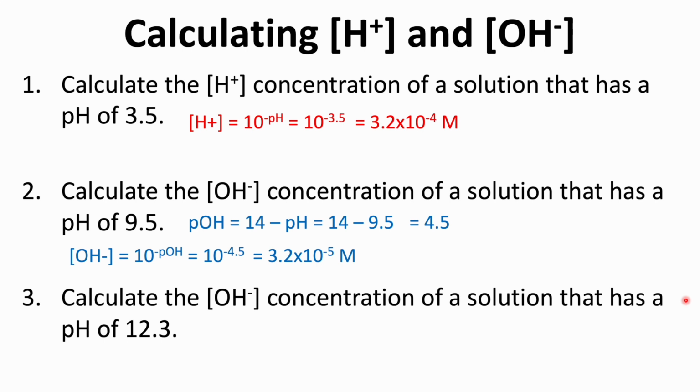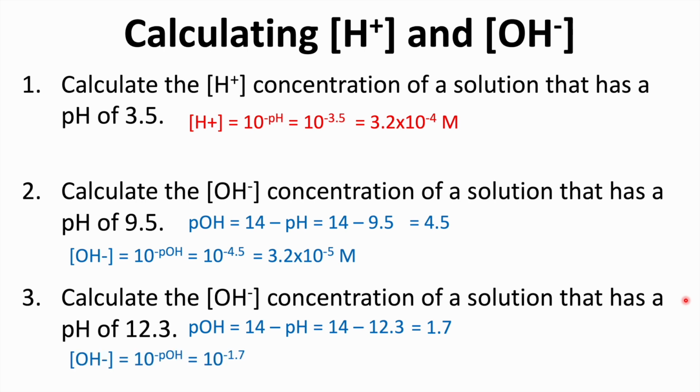Now take a moment to pause the video and see if you can figure out the hydroxide concentration in number 3. All right, let's see how you did. Again, they want hydroxide concentration, but they're giving us pH. So the first thing we're going to do is figure out the pOH. 14 minus the pH of 12.3 gives us a pOH of 1.7. Once we know the pOH, then we can determine the concentration. So 10 to the negative 1.7 gives us a concentration of 0.020 molar.